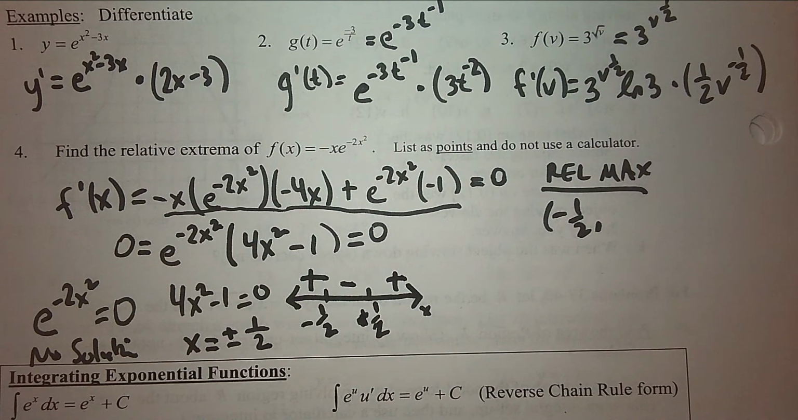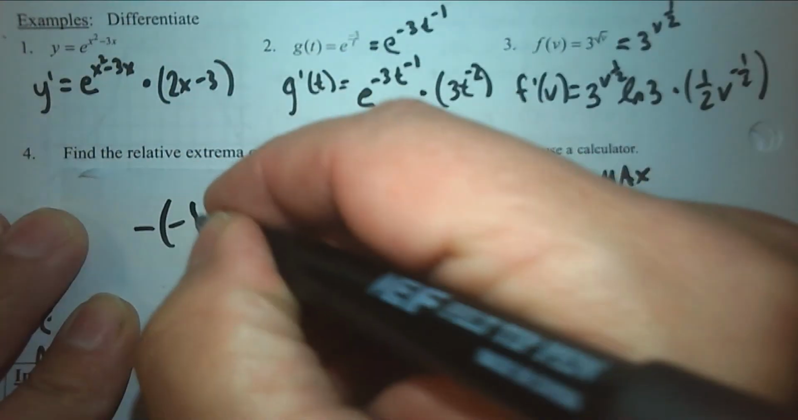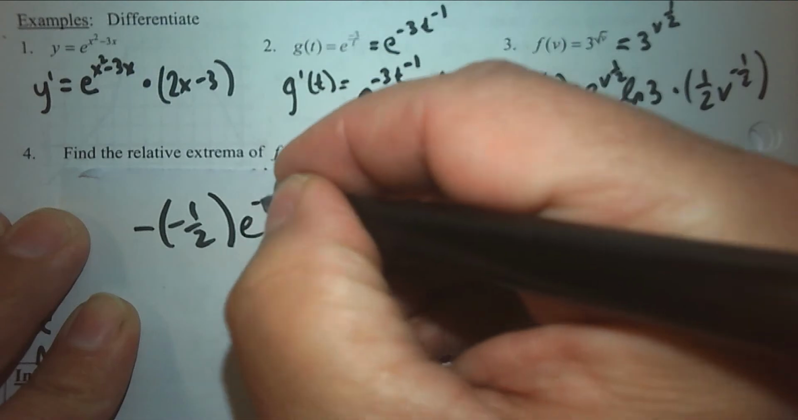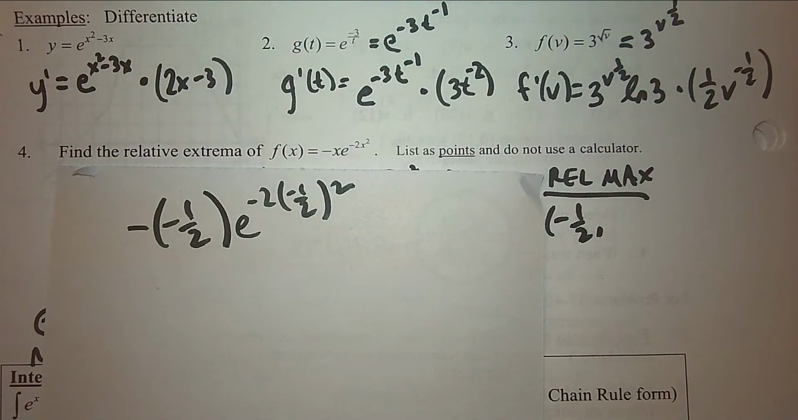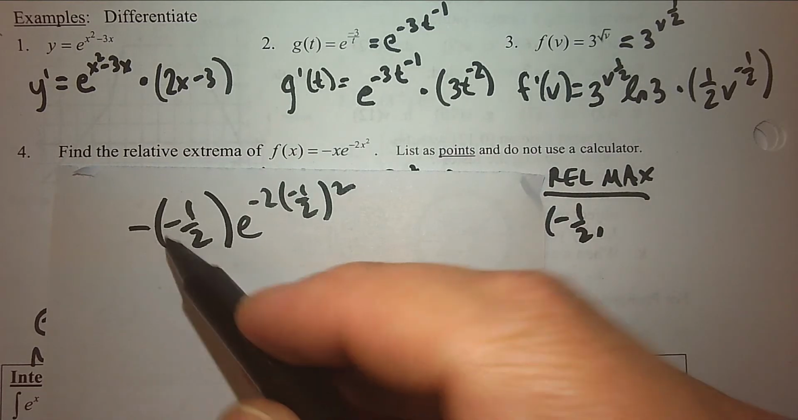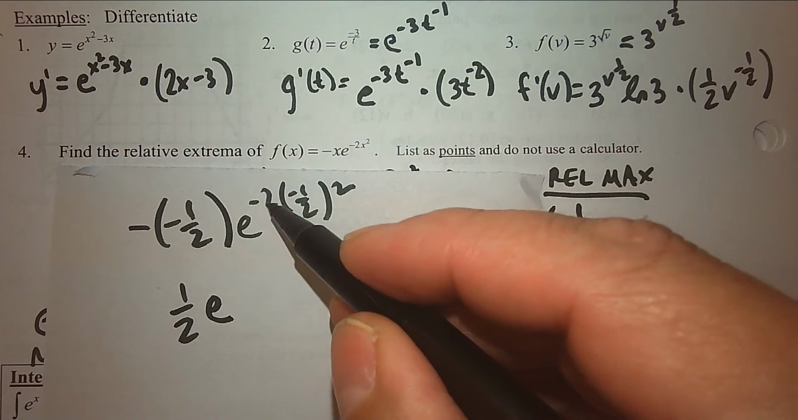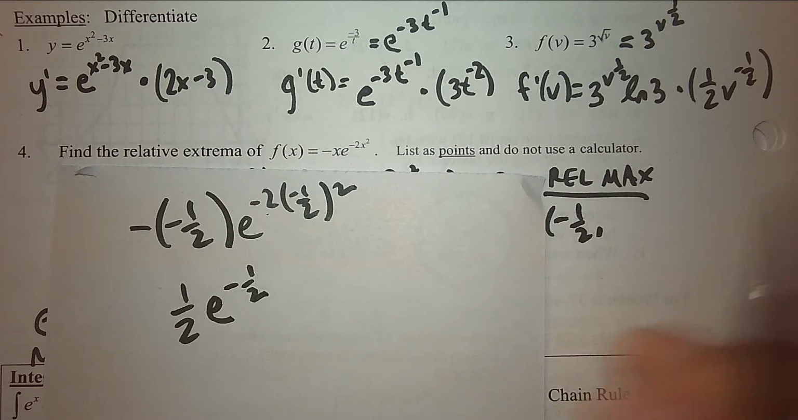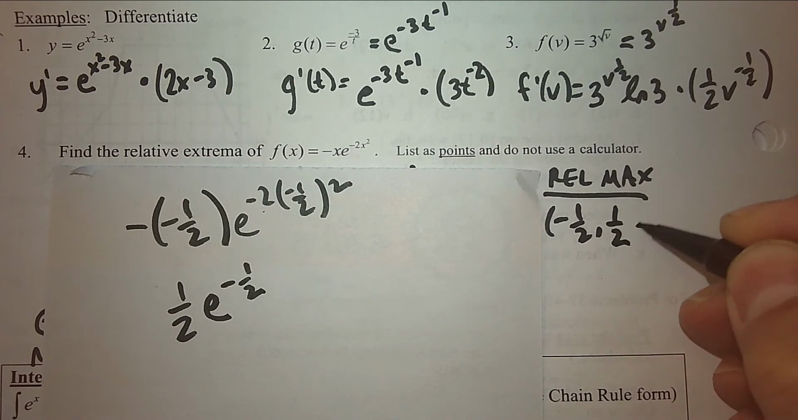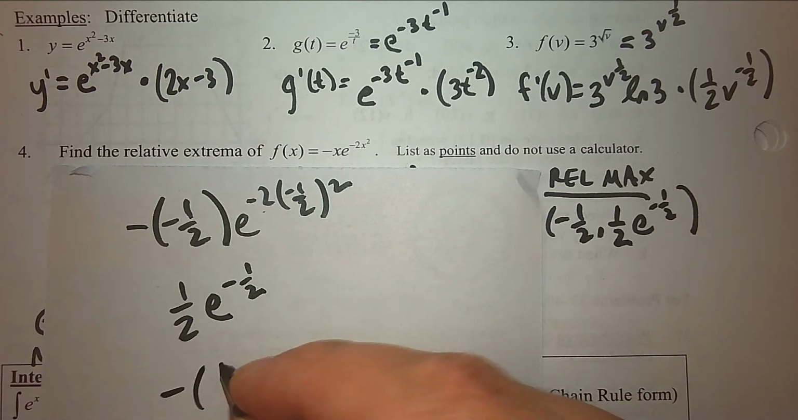Yeah. Okay. Let me do that here with a different piece of paper. So if I plug in negative a half, without a calculator, could you simplify this? So where there's an x, I plugged in negative a half. Could you simplify that? So first of all, a negative times a negative is positive. What's negative a half squared? 1 over 4. And negative 2 times 1 over 4 is negative a half, or negative 2 over 4. That is irrational. It doesn't simplify further than that. So that's what I'm going to write down: 1 half e to the negative 1 half. What happens if I plug in positive a half? What would that give me?